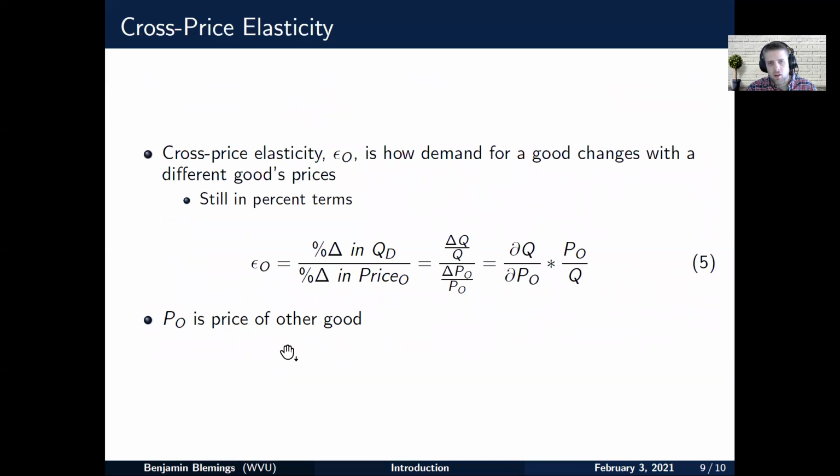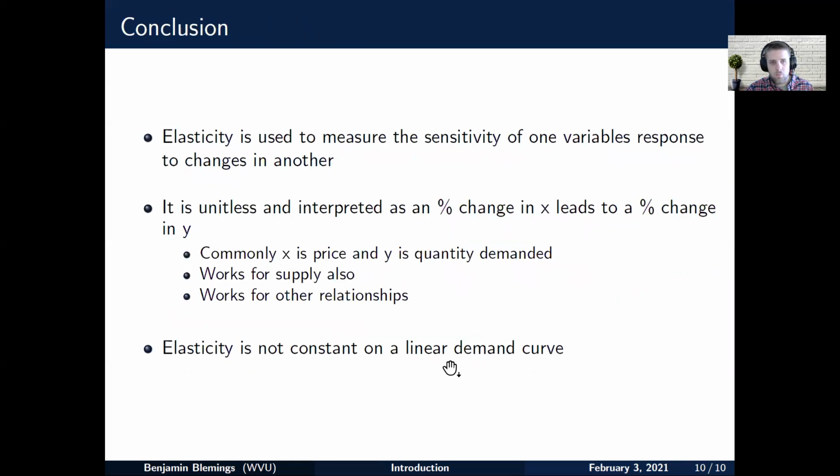And then another one that I want to talk about, or derive more in depth, is cross price elasticity, which is how your demand changes when a different good's price changes. I'll talk more about this in coming slides, but the sign of this term is important for determining whether or not the other good in question is a substitute or a complement.